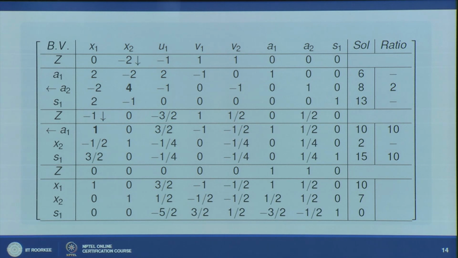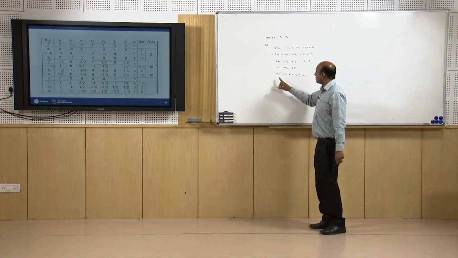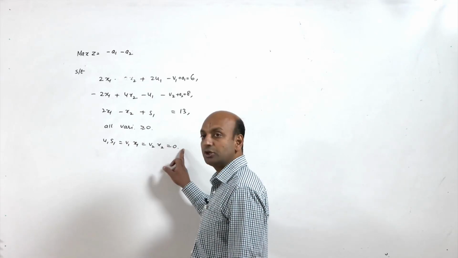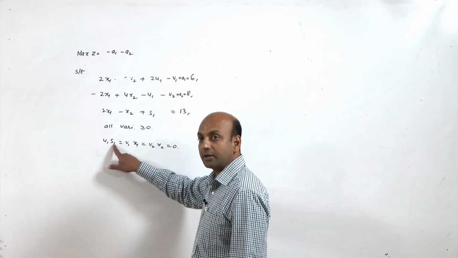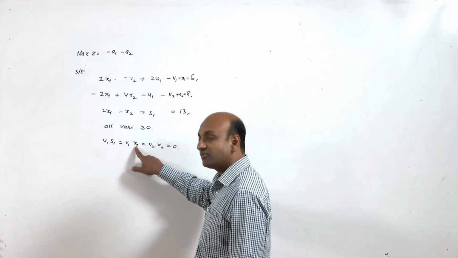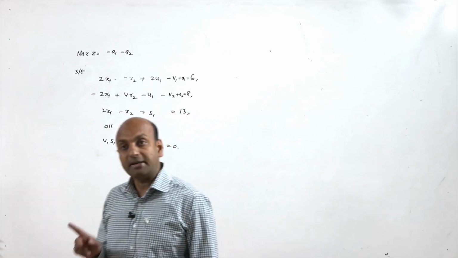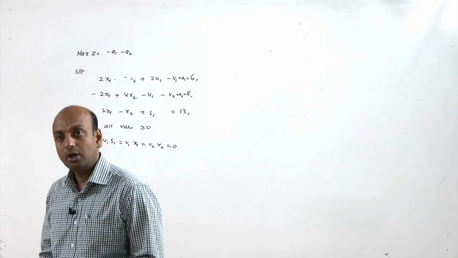what additional thing is here besides the simplex algorithm? You see, we have an extra condition also: u1 s1 should be 0, v1 x1 should be 0, v2 x2 should be 0. That means that both the variables u1 and s1, or v1 and x1, or v2 and x2, must not be in the basis simultaneously. What does it mean?